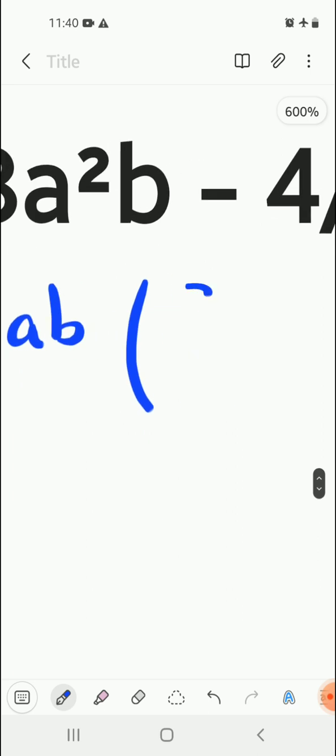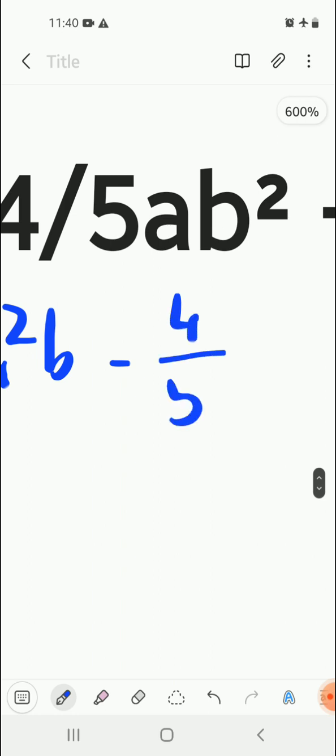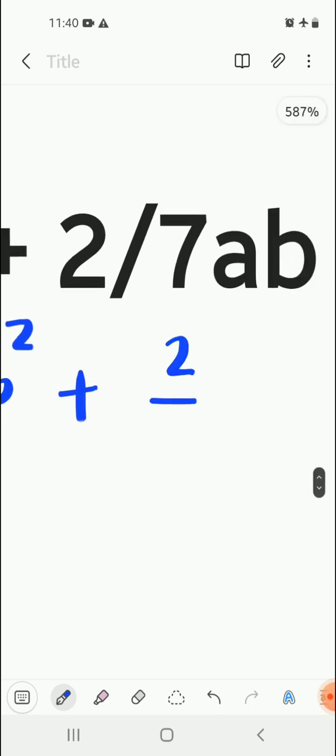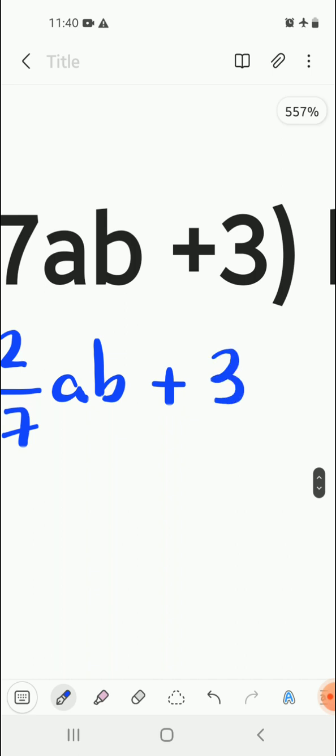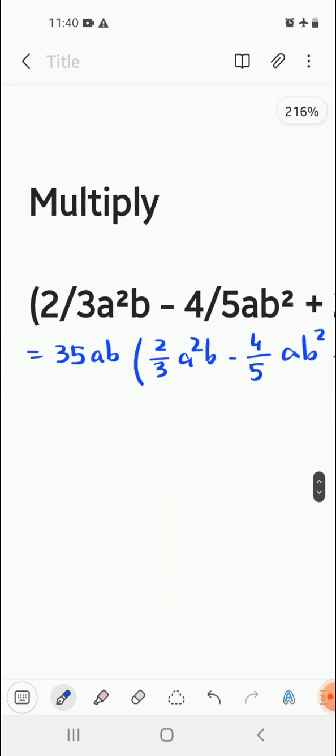2 by 3 a square b minus 4 by 5 ab square plus 2 by 7 ab plus 3. Done. After this, we are going to multiply each of these with 35ab every time.